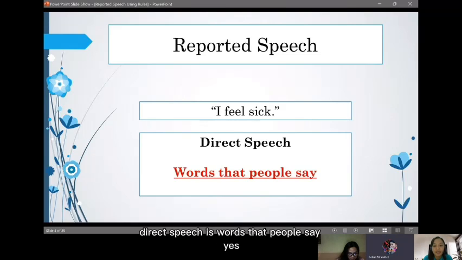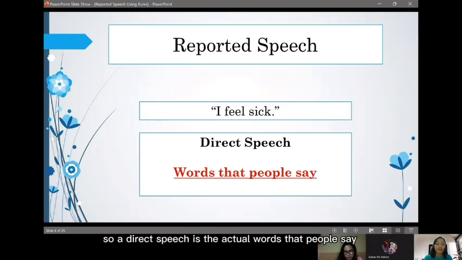Direct speech is words that people say. Yes, so direct speech is the actual words that people say. Usually, a direct speech has quotation marks, as you can see here. Now let's further study the structure of this direct speech.